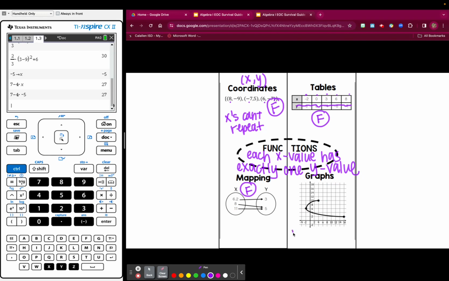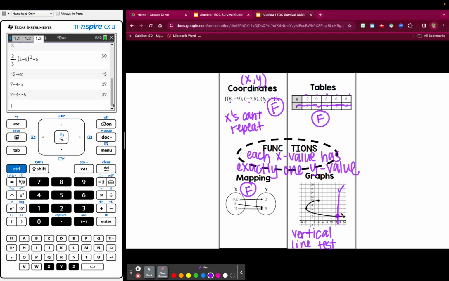Now for graphs, remember, we want to check to see if it passes the vertical line test. So basically what the vertical line test is, we will draw a vertical line going through our graph. Now, if it touches once, that means it passes the vertical line test. So if I were to have only performed the vertical line test in the section that I just drew my line in, it would pass.